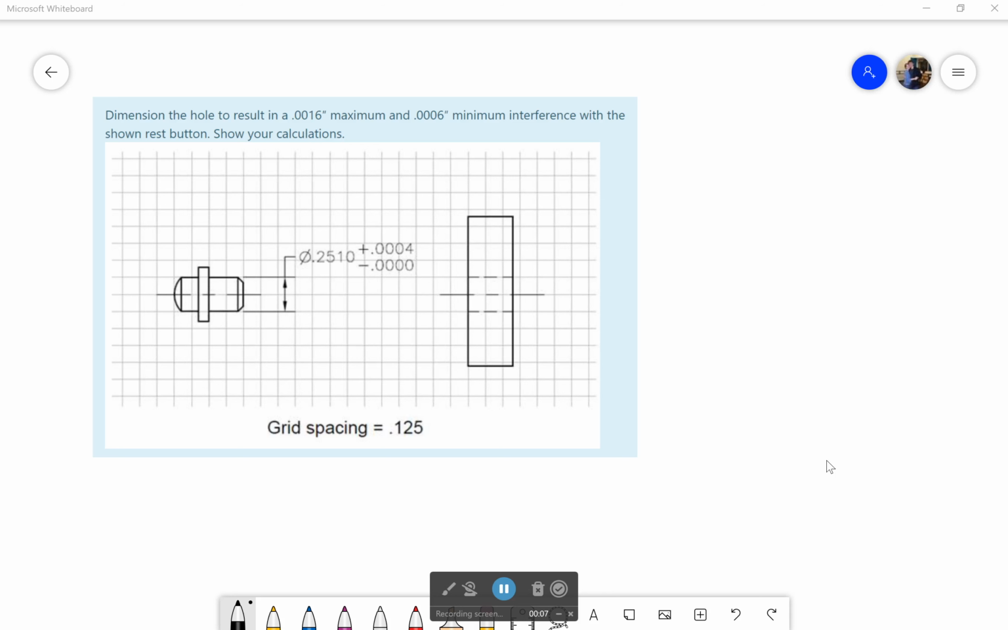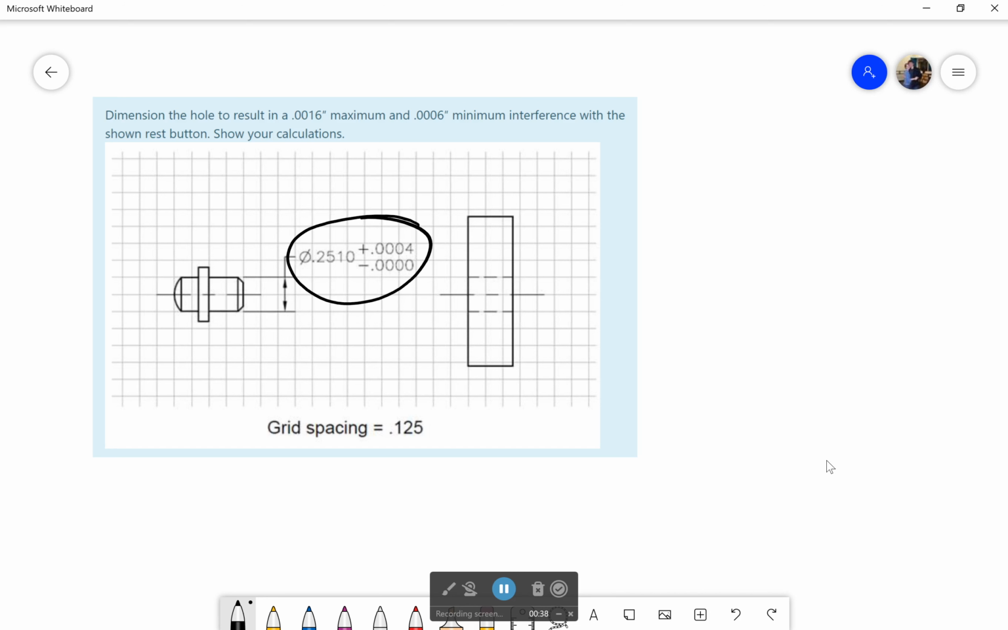So what do we have here? Well, we have a hole and a shaft. It will result in a 0.0016 maximum and 0.0006 minimum interference with the rest button. So rest button right here, the hole right here. As you saw, it didn't say there's ever a point where it has clearance. No, it's interference the entire time. So this is going to be a force fit. Okay. So 0.0016 maximum and 0.0006 minimum.